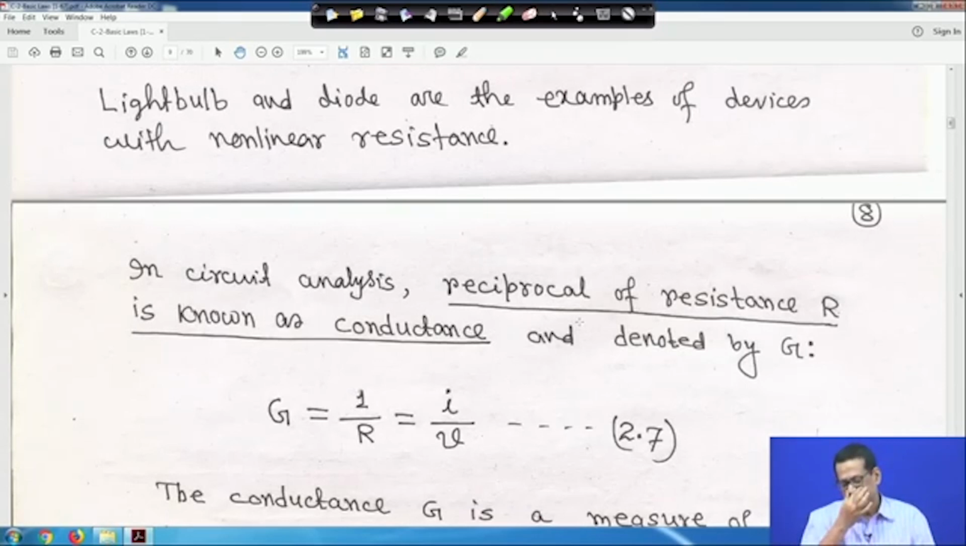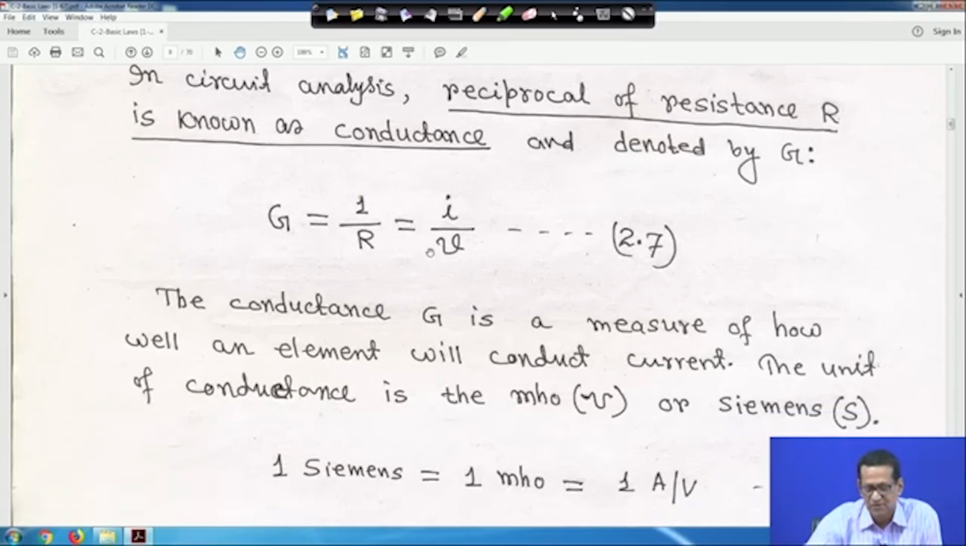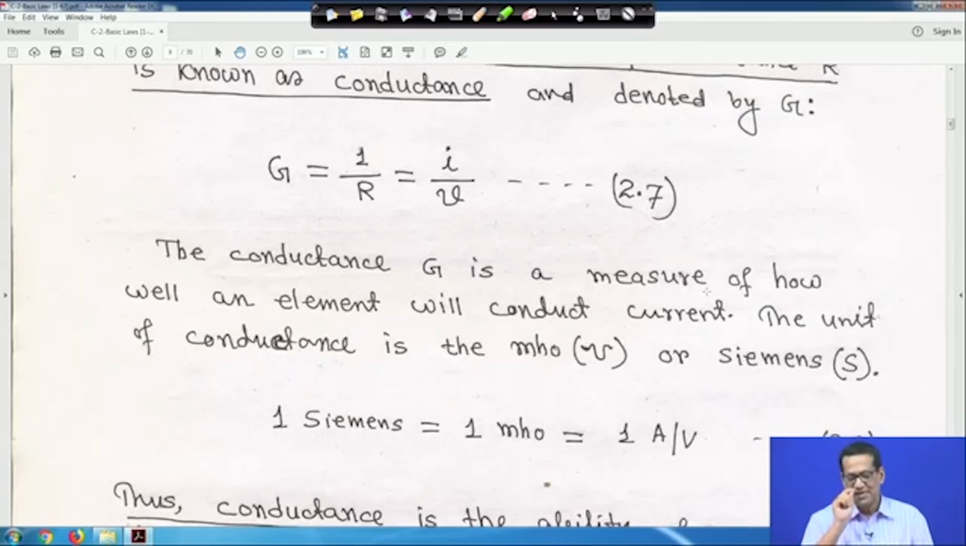Now, in circuit analysis, we always represent one thing: the reciprocal of resistance R, which is known as conductance. So, the reciprocal of resistance we define as conductance, right. For example, G is equal to 1 upon R. You know that V is equal to IR, then 1 upon R is equal to I by V. So, that is why G is equal to I by V, right. The conductance G is a measure of how well an element will conduct current. The unit of conductance is mho or Siemens.